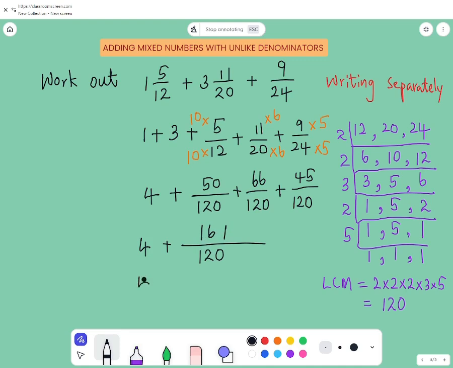So I write 4 add. How do you turn this one into a mixed number? So you can see how many 120s are there in 161. That is 1, 120, and the remaining 41. Then you add 4 and 1, that is 5. 5 and 41 over 120. That's the final answer.